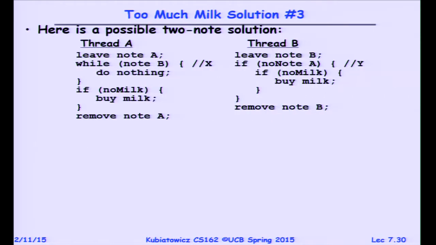So here's a solution. Stare at that for a second. Thread A leaves a note and says, as long as B has a note, wait. And then once B doesn't have a note, check for the milk, buy it if you need to, remove your note. And B, it turns out, has something much simpler: leaves a note, says if A doesn't have a note, and if there's no milk, buy milk, otherwise remove the note. Does this work?